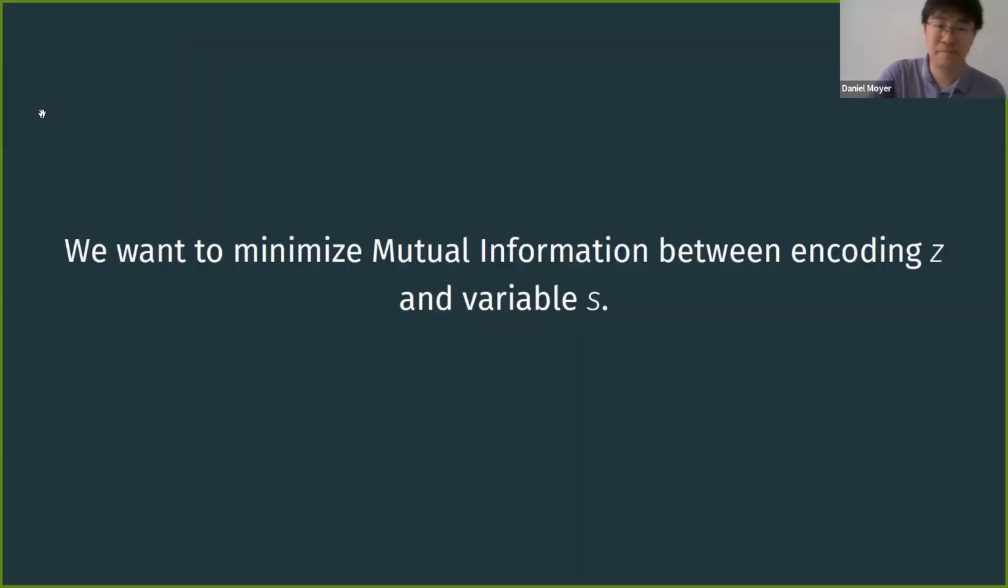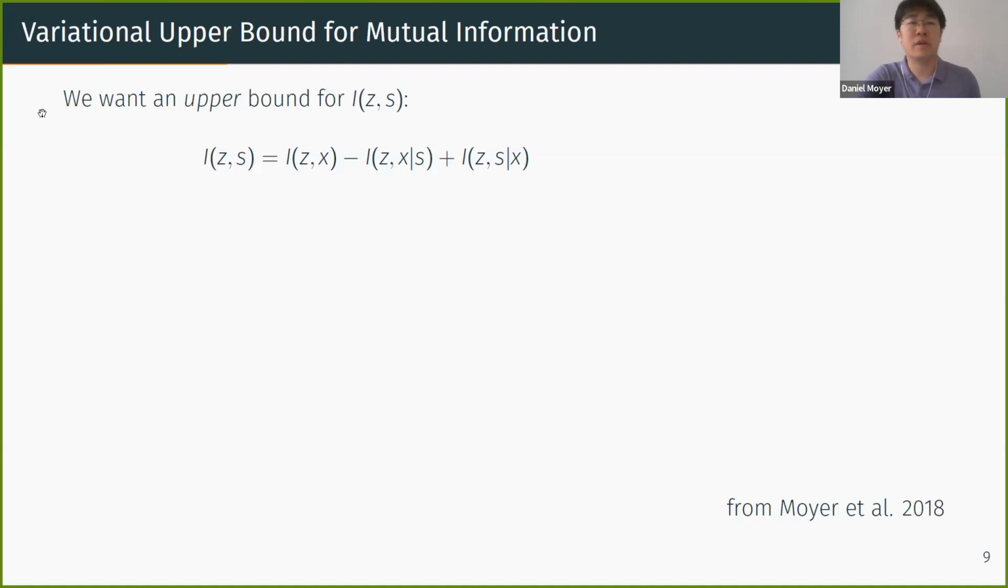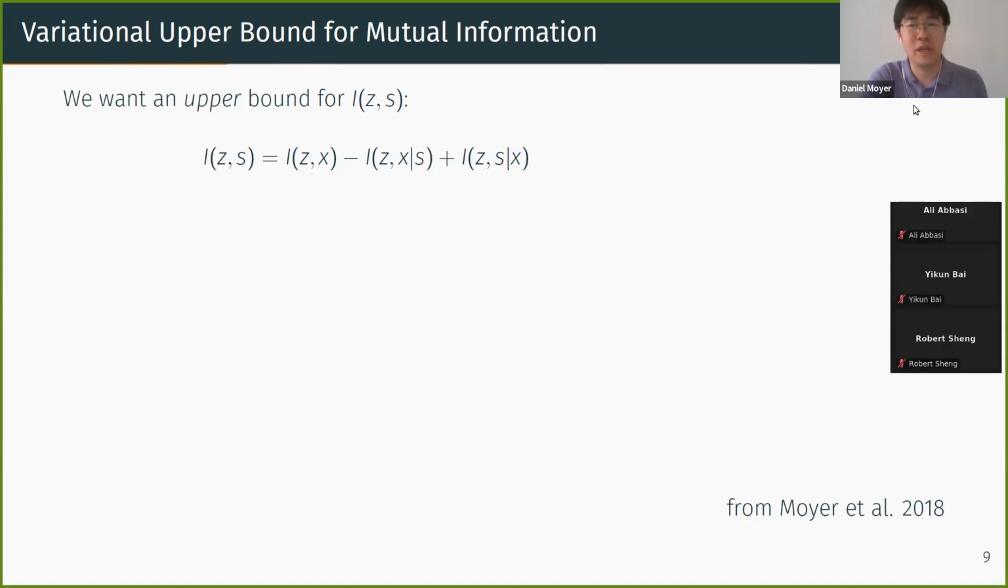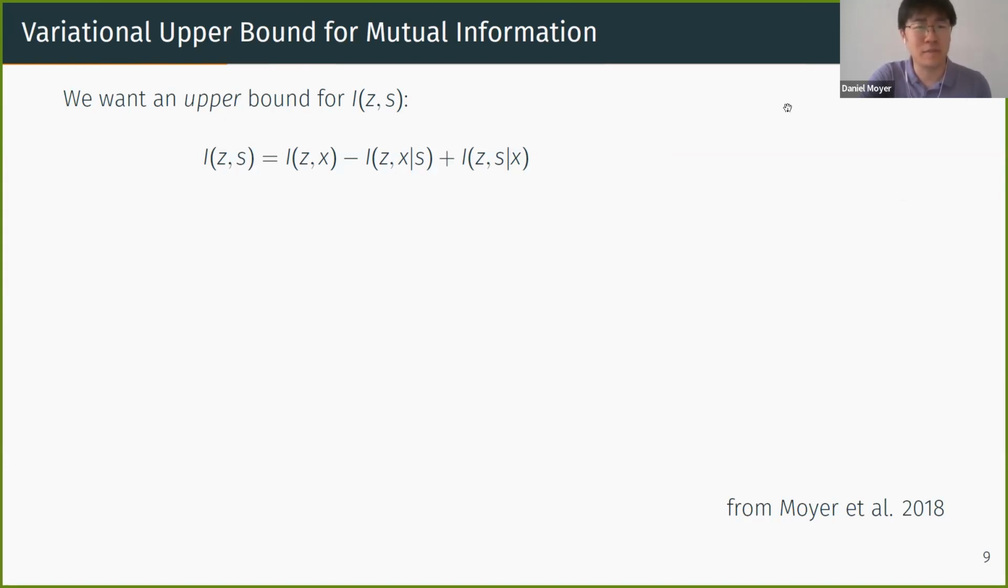So what we need is a way to minimize mutual information between the encoding variable and the confounding variable. So we need an upper bound, right? We want to minimize mutual information. That's a little weird. Usually we always want to maximize mutual information in machine learning, but here we want to minimize it. So I know that in the previous talk, I skipped right through this math, but we're going to dive into it. Don't be scared. It's actually not that bad.